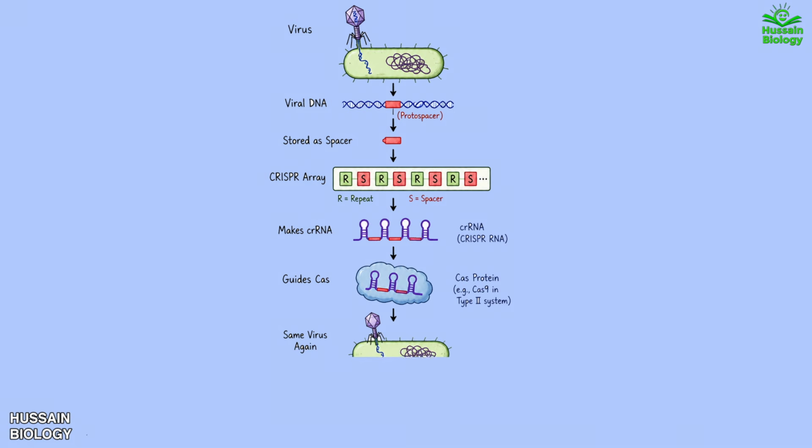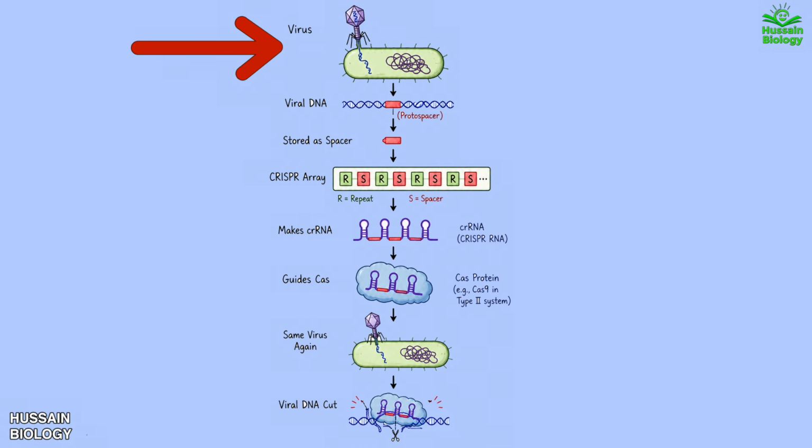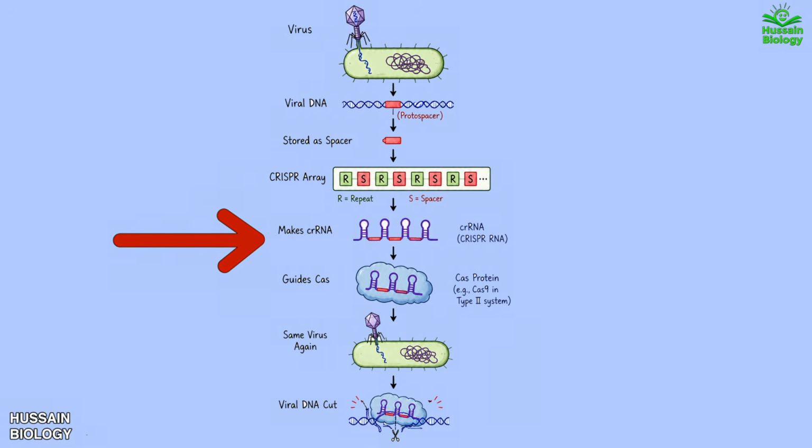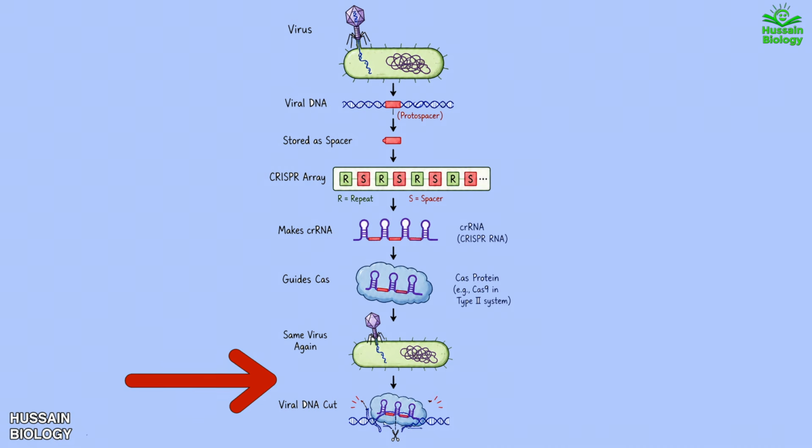If the same virus attacks the bacterium again, the crRNA guides Cas9 towards the matching sequence in the viral DNA. Cas9 recognizes it, targets the sequence along with the required PAM, and then cuts the viral DNA. And as shown at the bottom, the invading viral DNA is cleaved and destroyed. So if we follow the whole process in one line: the virus infects, then the viral sequence is captured and stored as a spacer, crRNA is produced, crRNA guides Cas9, and the same viral DNA is recognized and cut. So this is the basic concept behind how the CRISPR-Cas system provides adaptive immunity.